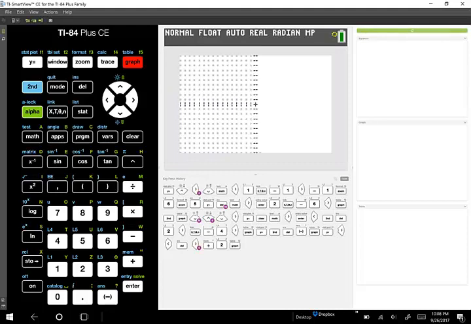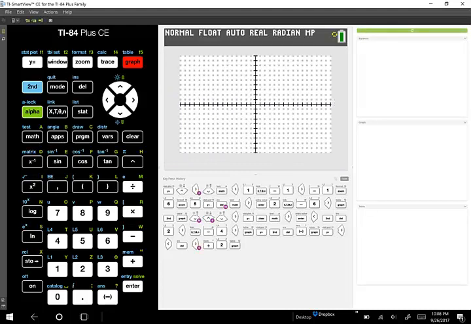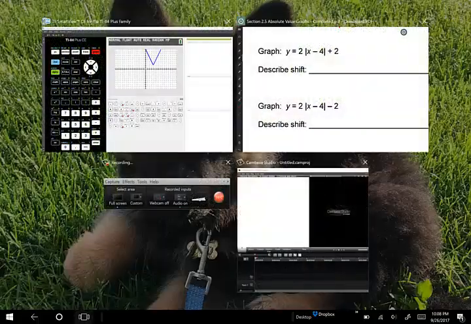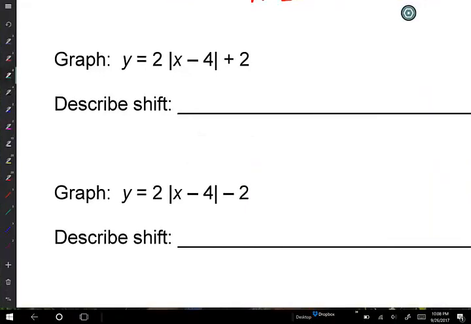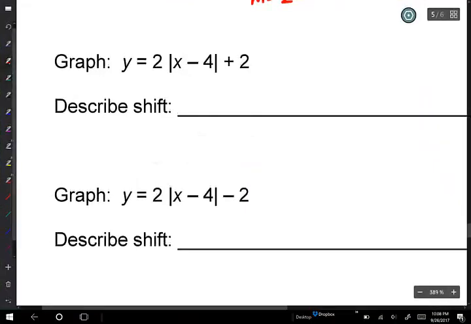Maybe you can predict: if it's a positive, it might be a V again. Will it still be shifted over 4? It is, but look, it moved up 2 as a result. And that up 2 is a very unique situation. So let's do some labeling here.